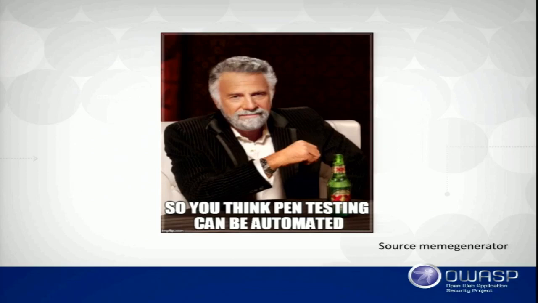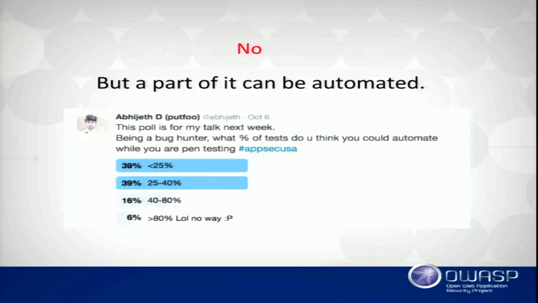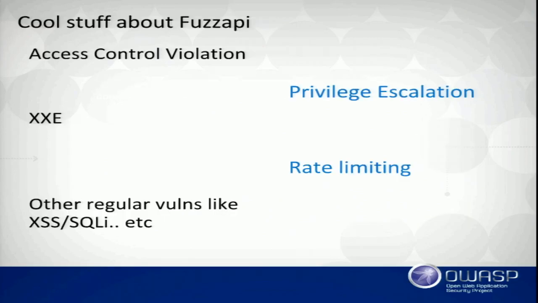So we are not saying that everything can be automated, but when I just ran a simple poll on Twitter and asked a few of my friends what is the percentage of vulnerabilities that people think can be automated, the answer was maybe around 25 to 40%. So imagine if you could automate 25% of the tests that you do while you write your code, that itself is a big win.